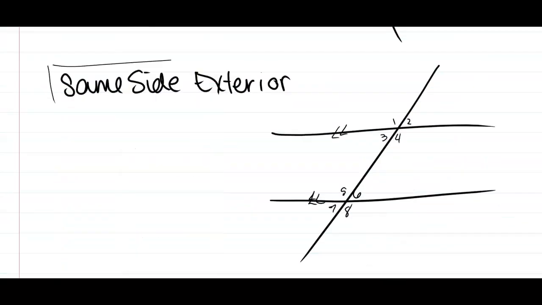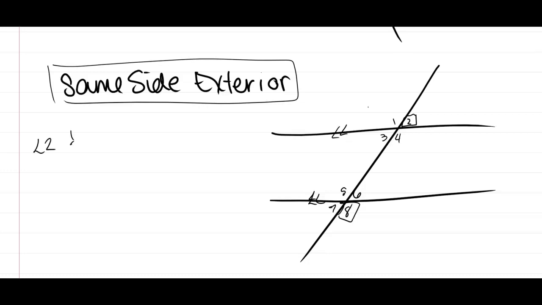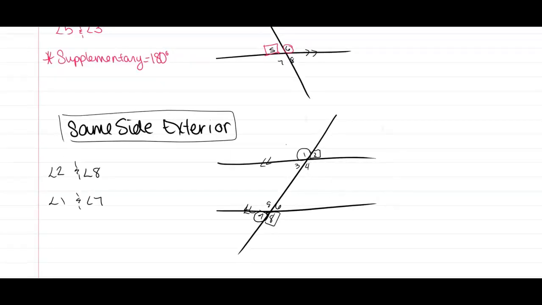And now we have same side exterior angles. And again, same side of the transversal, but now we're looking at the outside, on the exterior. So if I start with angle 2, since angle 2 is on the exterior, the angle that's on the same side, also on the exterior, would be angle 8. So angle 2 and angle 8 are same side exterior. Then let's look at angle 1. Angle 1 is on the exterior, and the angle on the same side, also on the exterior, will be angle 7. So angle 1 and angle 7 are both same side exterior angles.